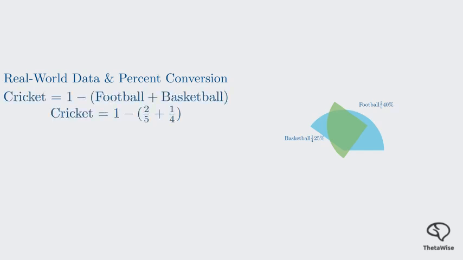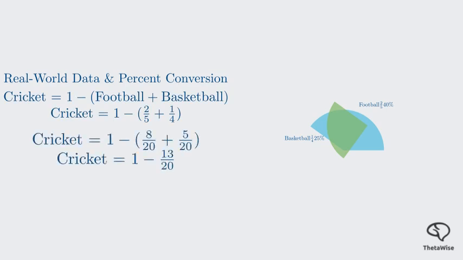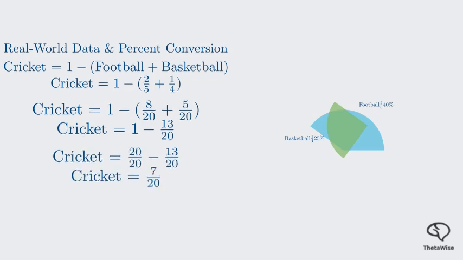The calculation is 1 minus the sum of 2/5 and 1/4. To add fractions, we need a common denominator. The least common multiple of 5 and 4 is 20. So 2/5 becomes 8/20, and 1/4 becomes 5/20. Their sum is 13/20. Now we subtract 13/20 from 1, which is 20/20. This gives us 7/20. So 7/20 of the students chose cricket.